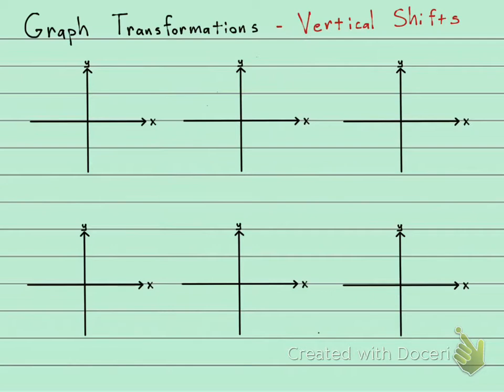So vertical shifts are up and down. Like when you talk about someone, what's your vertical? Right, it's how high can you jump?